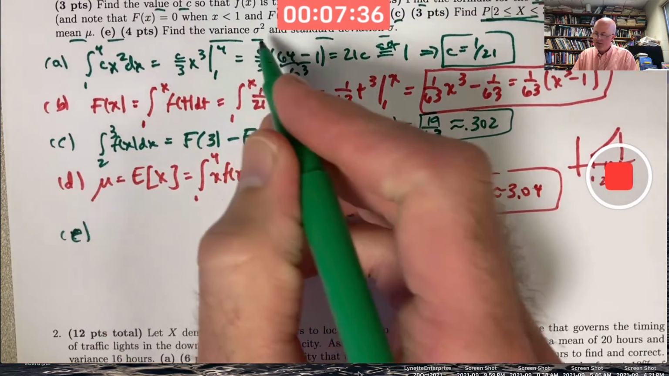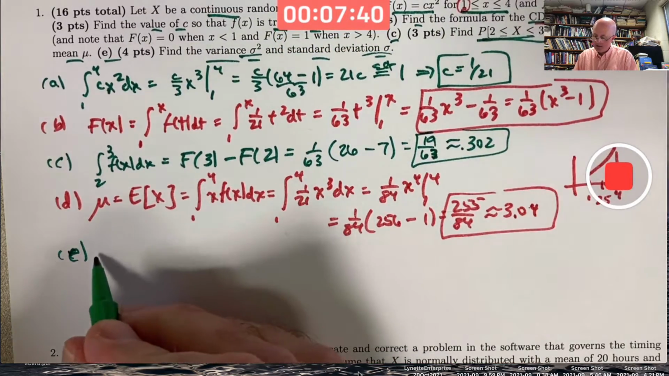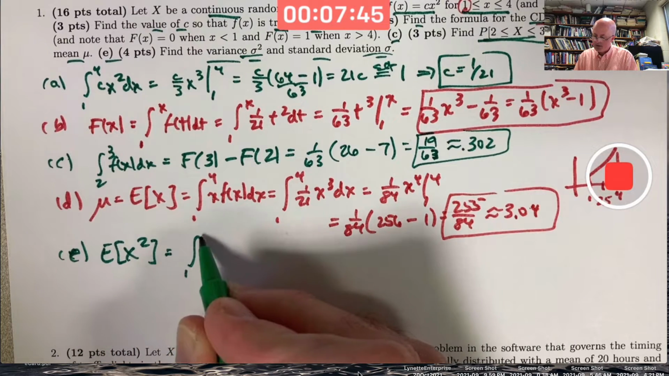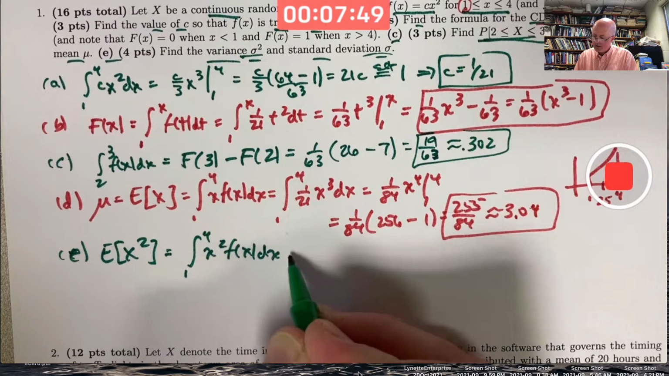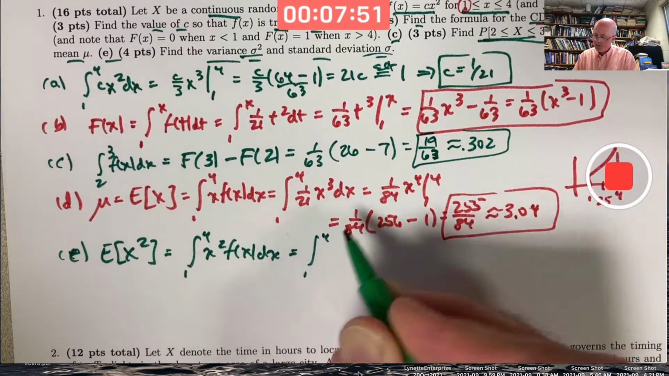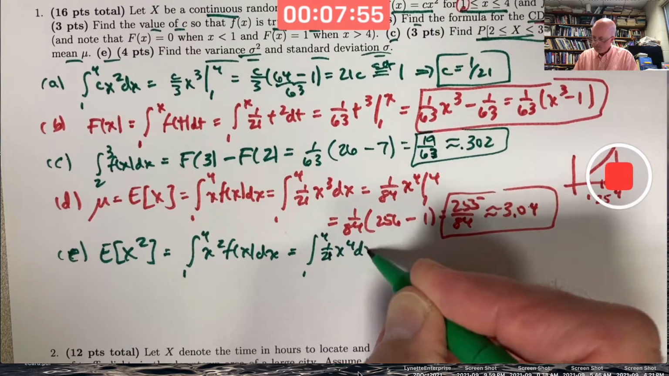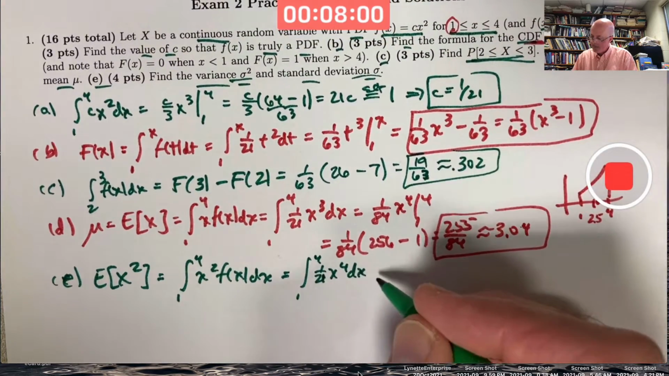Part E, we need to find the variance and standard deviation, but before we can do that, we need to find the second moment. The second moment, expected value of x squared, is going to be the integral over the entire domain of x squared times the PDF. So you're going to integrate from 1 to 4, 1/21 times x to the 4th. X squared times another x squared up there, and don't forget your c.